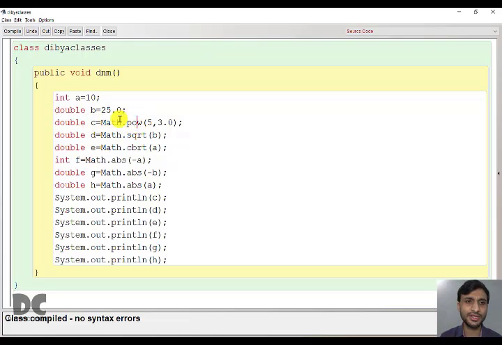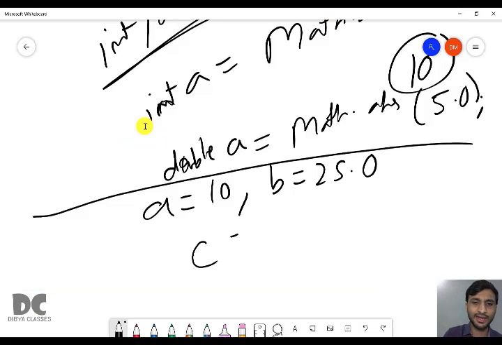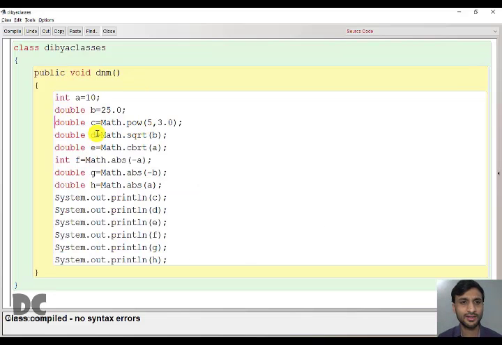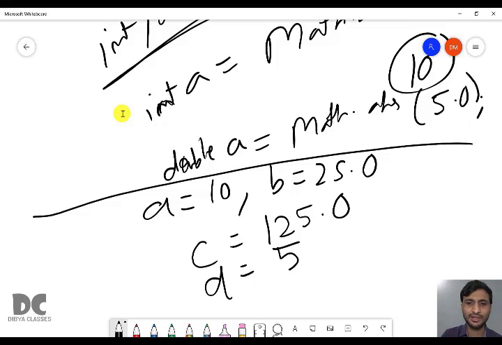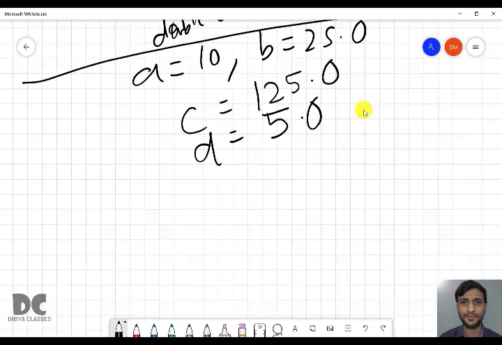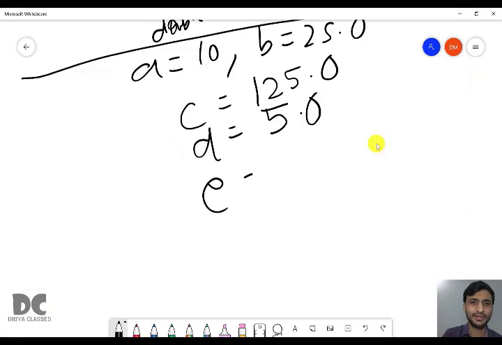See, Math.pow is used, therefore I have used the data type double. You cannot write int here, it will give you an error. So Math.pow of 5, 3.0 means 5 to the power 3, means the answer will be 5 into 5, 25, into 5, 125.0, because double is there, so the answer will be in real. So in C you will get 125.0. Next is D. Math.sqrt of B. What is B? 25.0. Square root of 25 is 5. So you will get the answer as 5.0.